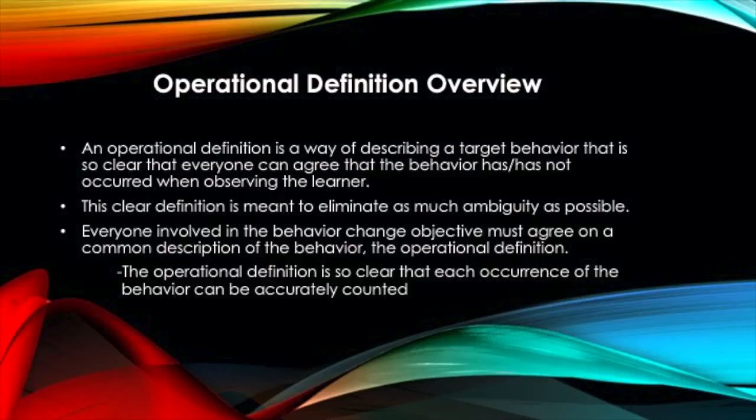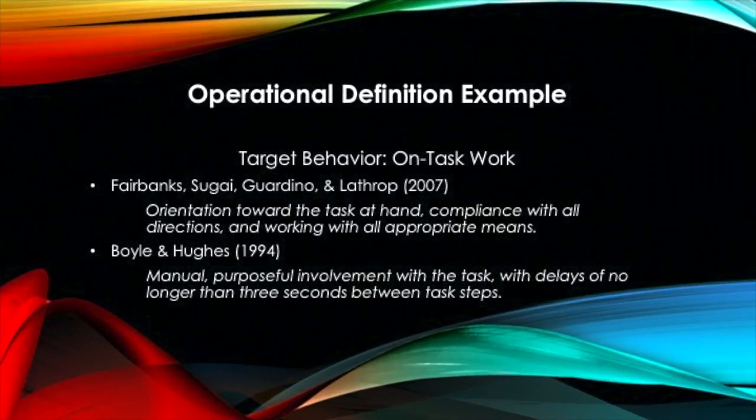Everyone involved in the behavior change objective must agree on a common description of the behavior, which is the operational definition. It is so clear that anyone involved in the behavior objective can differentiate the occurrence of the target behavior from any other behaviors. Chapter 2 provides multiple examples of operationally defining on-task behavior.